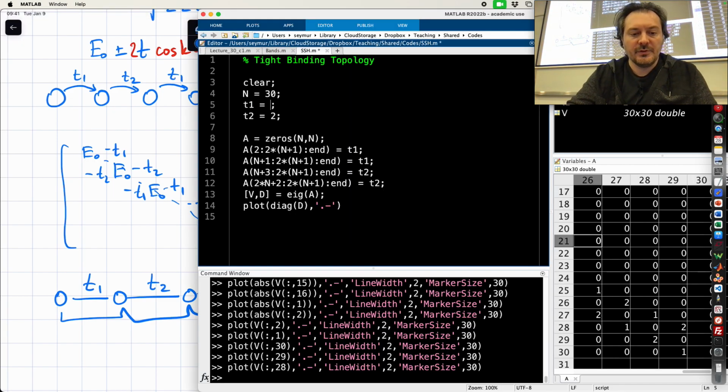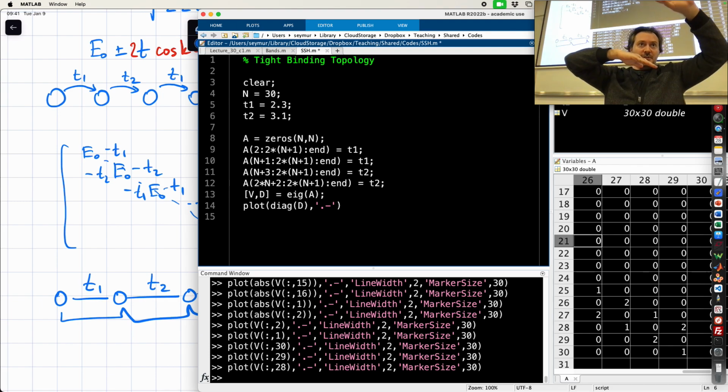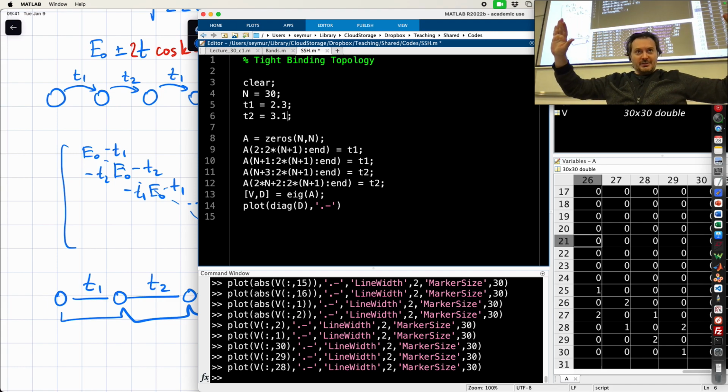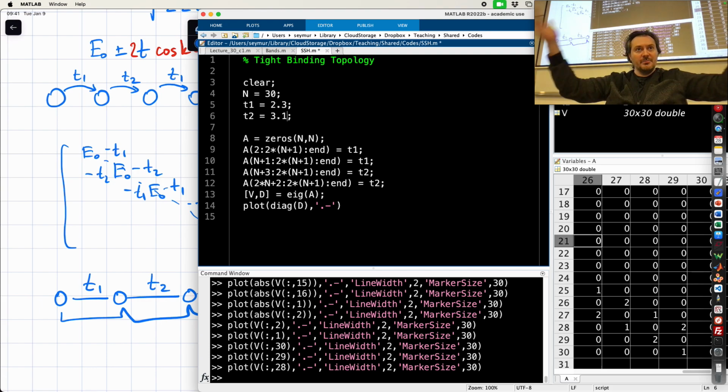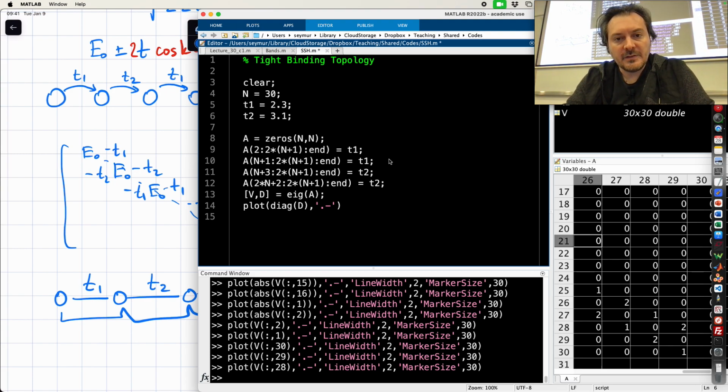So T1, what was our number? 2.3, 3.1? It doesn't matter. The important thing is one is higher, the other is lower. Let me remind you what we were doing. We were looking at T1 and T2, like single bond, triple bond. And in principle, when it's infinite, when you switch them, it doesn't matter, right? It's the same band. But it matters when it has edges, okay? So this basically makes sure that we have the proper matrix.